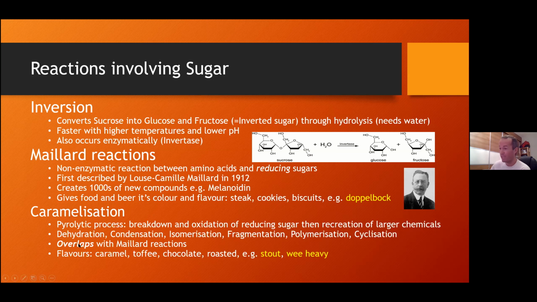And this is what we're going to try and understand today: what is the relationship between caramelization and Maillard reactions? Because we often say when we boil, we'll get lots of caramelization, or when we boil, we'll get lots of Maillard reactions, and the truth is both are true. Caramelization, you could say, is more caramel, hence the name, toffee, chocolate, roasted flavors. It's not a rule, but if you think of a stout and a wee heavy, those are the sort of flavors you're looking at.